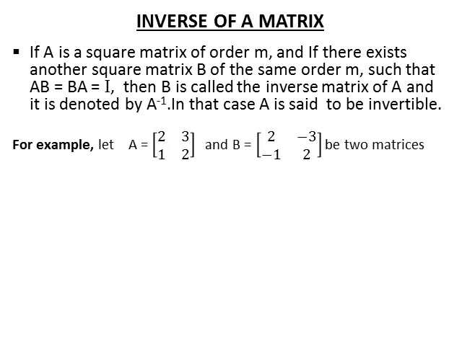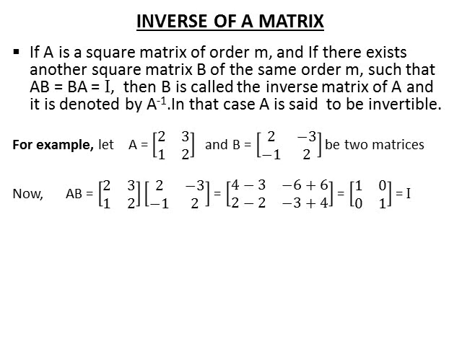Let's take one example. Here A and B are 2 square matrices of the same order, that is 2 by 2. Take product of A and B. For that, first write matrix A, then write matrix B, and following the rule of matrix multiplication, take the product of these 2 matrices as shown. We get a matrix with elements 1 0 0 1, which is equal to identity matrix of order 2.